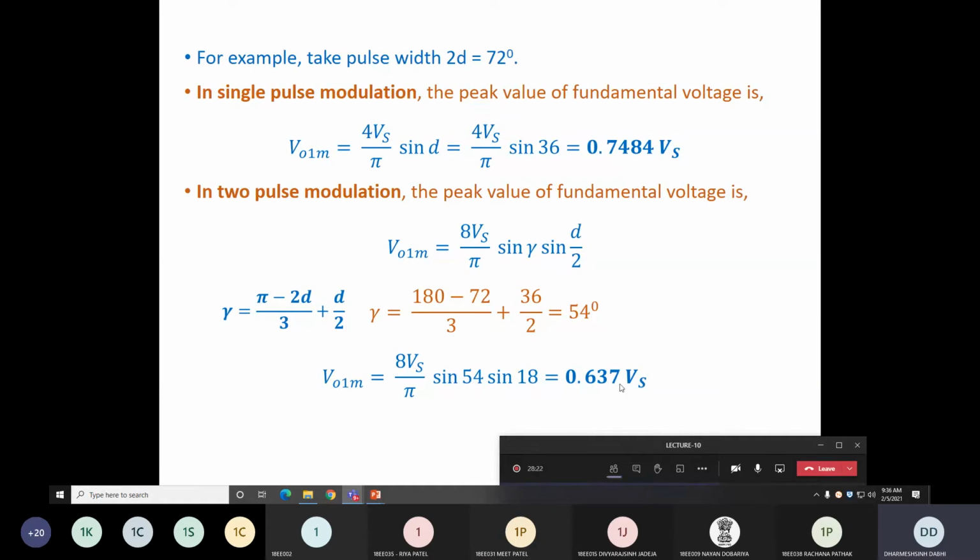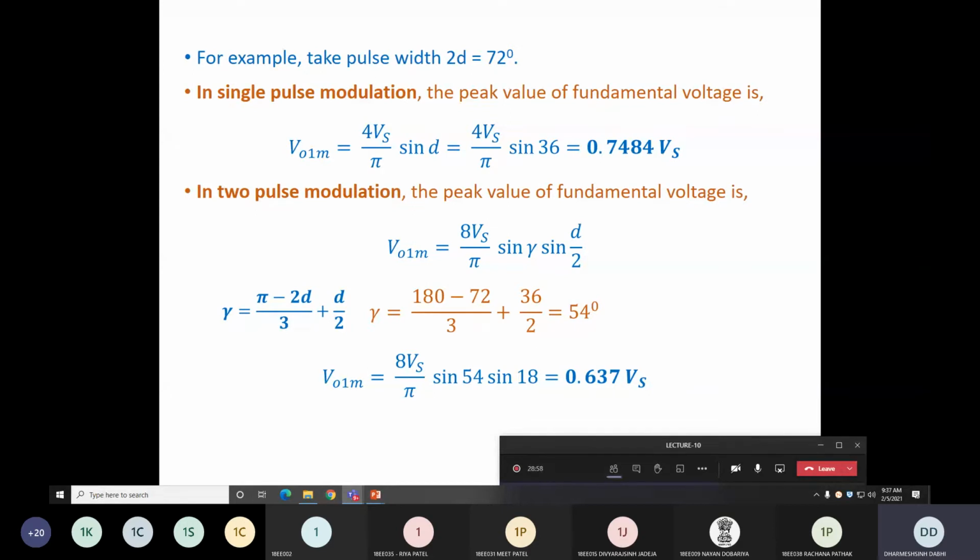Yes or no? Yes, sir. Suppose we increase to 2 pulse, 3 pulse modulation technique. For the same width of output voltage, you get the peak of this fundamental less than this. In the same way, suppose you use the 5 pulse modulation technique or 6 pulse modulation technique. As you increase the number of pulses, the fundamental magnitude of the output voltage decreases. It means your fundamental power will decrease. Clear? So power will decrease.